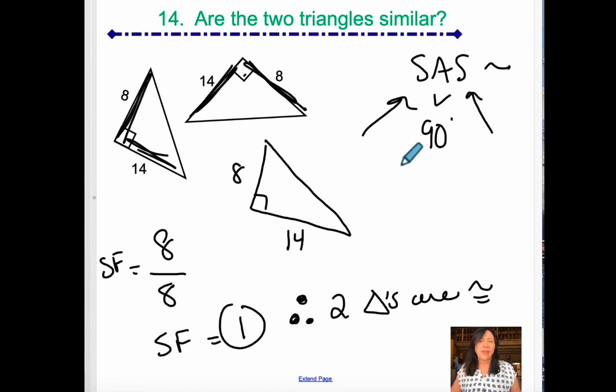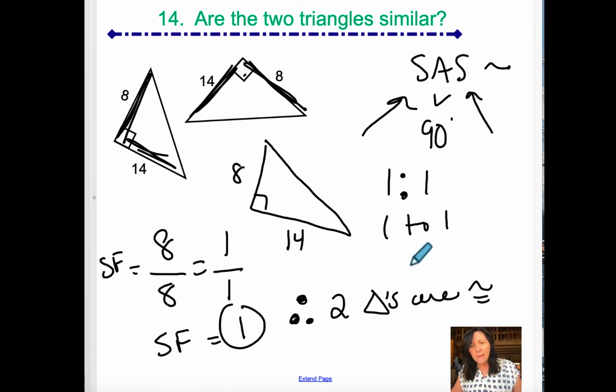So if you're asked, what does it mean if the ratio is 1 to 1? Because if you divide 8 divided by 8, you get 1 over 1. And again, remember all the different ways we can write a ratio: you can say 1 to 1, or you can say 1 over 1. So if my scale factor is 1 to 1, that means that the two triangles are congruent.